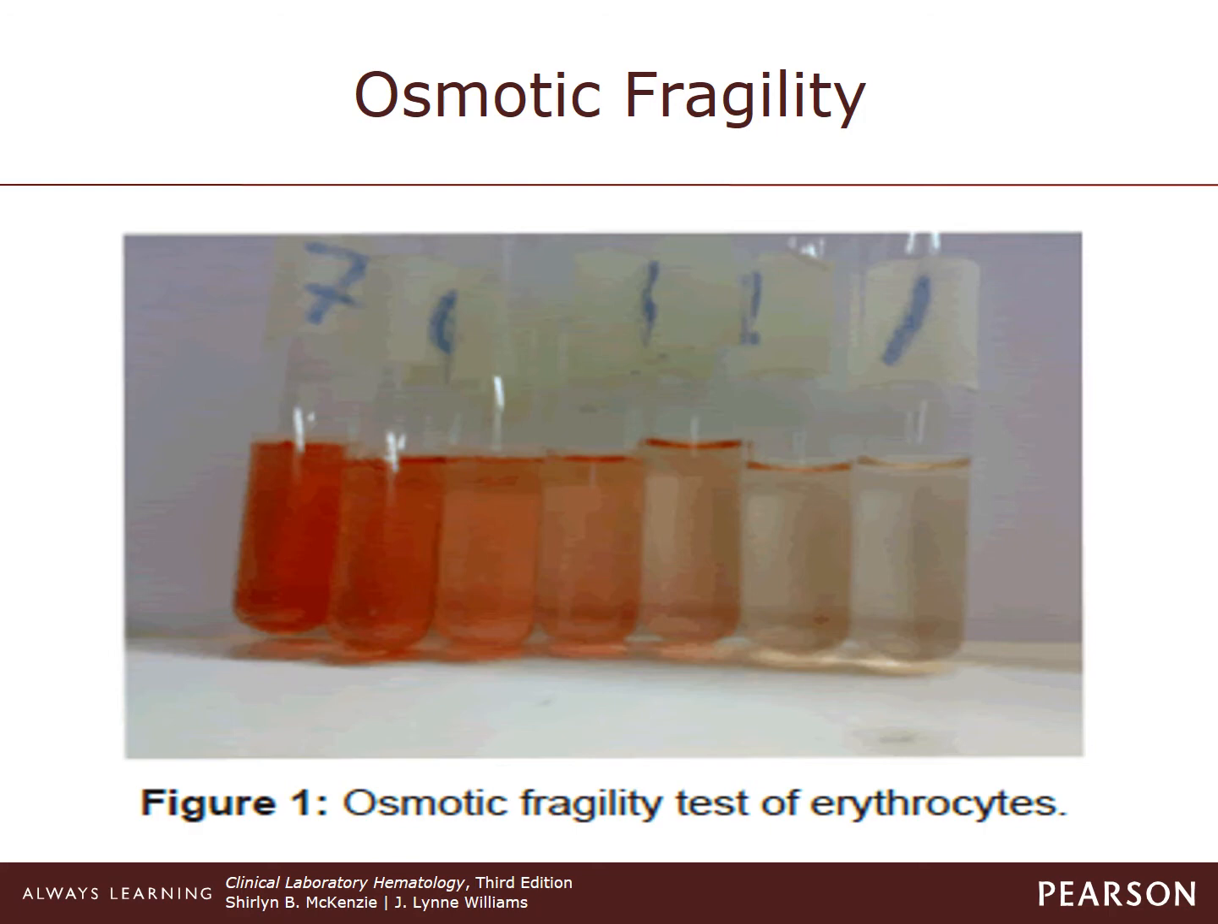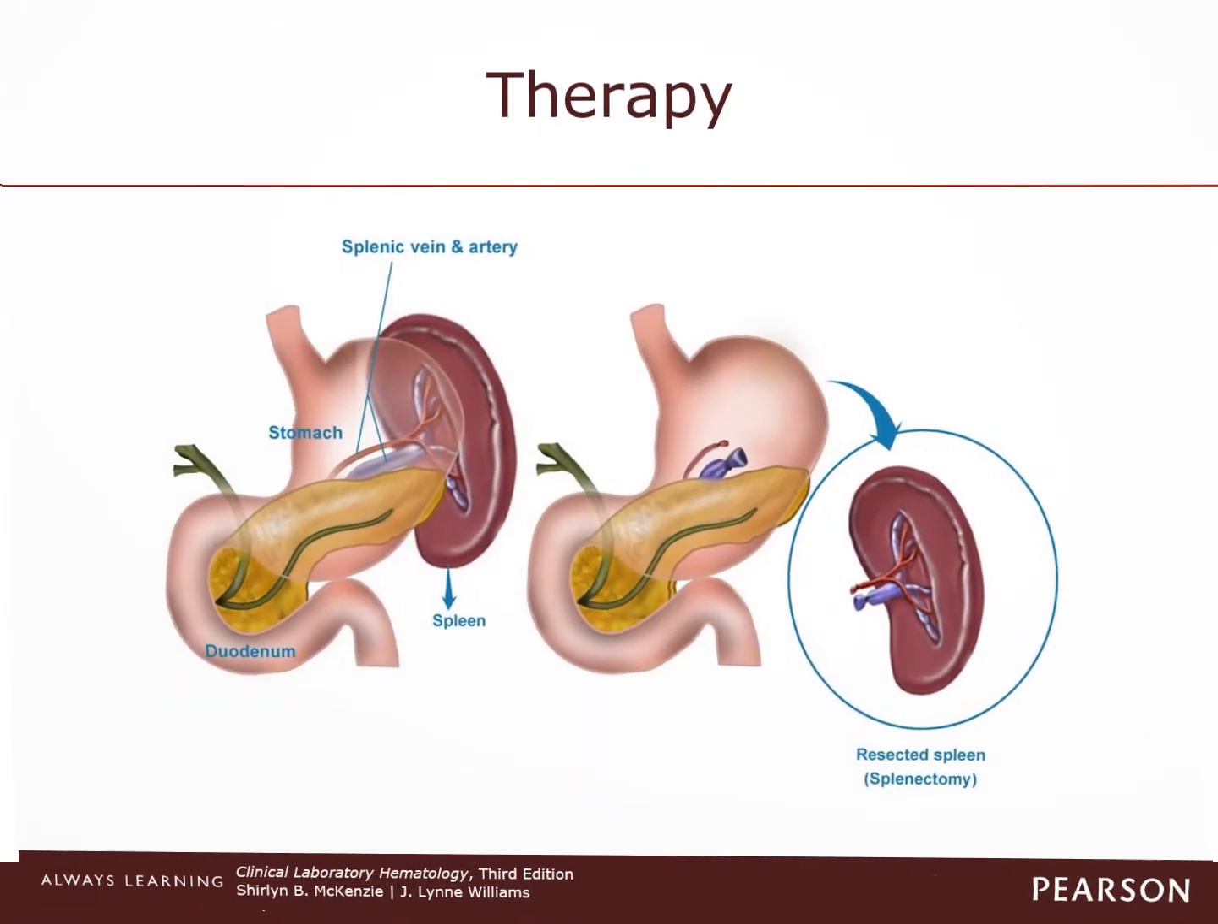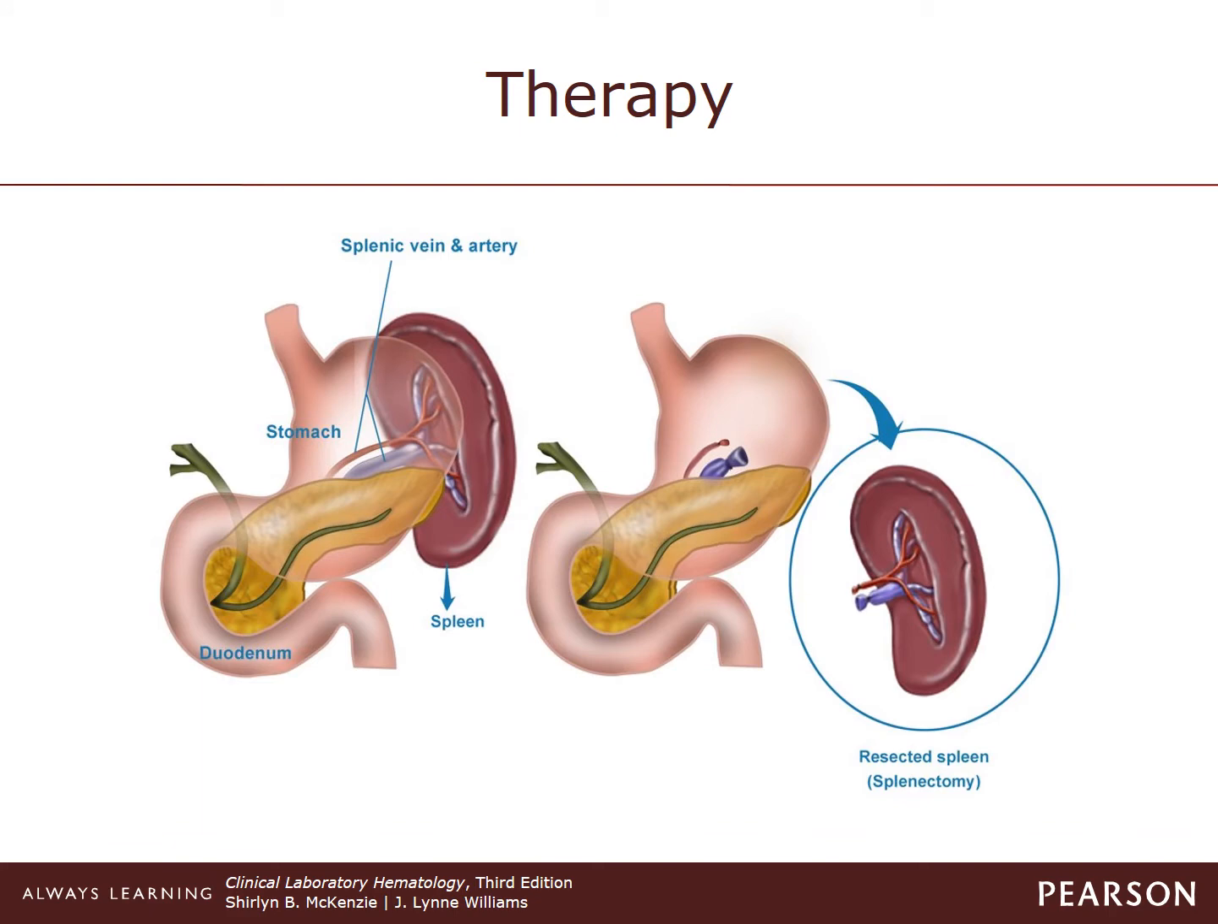You incubate this test at 37 degrees for 24 hours. It increases the sensitivity, and it's the most reliable assay for the diagnosis of hereditary spherocytosis. Now, for therapy, usually mild forms involve no therapy at all, but if you do have a homozygous state and you have a very enlarged spleen, you might have a total or partial splenectomy as a therapeutic measure.